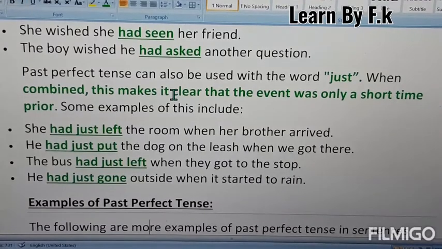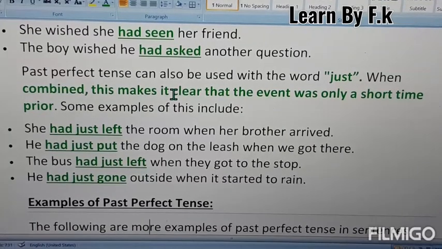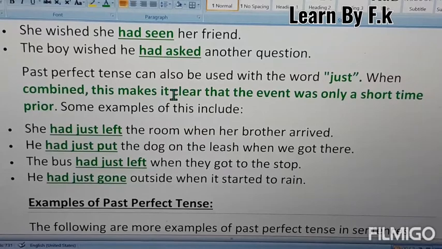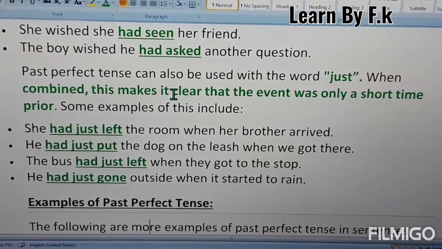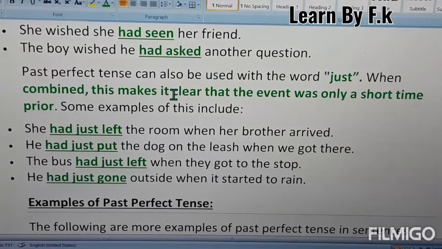Past perfect tense can also be used with the word just, which means a short time ago, in the past. She had just left the room when her brother arrived. This is example number 1. It means she left the room first, and then her brother arrived. In the past perfect, the first activity is she had just left the room. When her brother arrived is in the past simple tense.